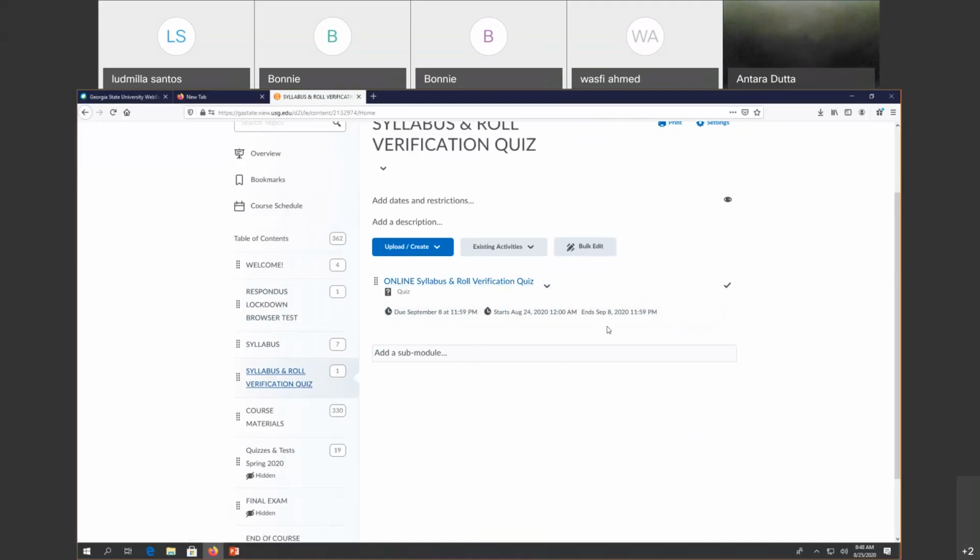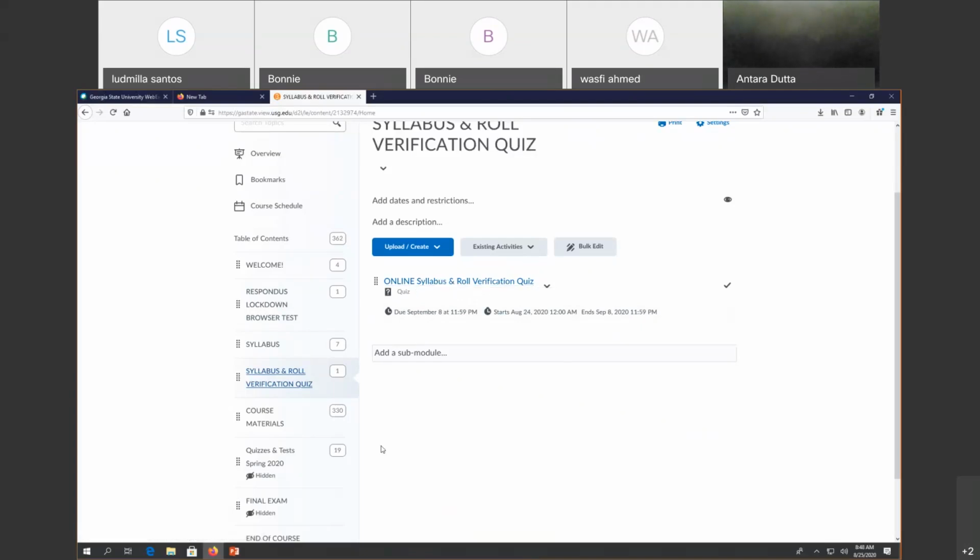Although we have 2 weeks to complete that, I strongly recommend that you take care of this part as soon as possible. And this is not hard. I'm not really quizzing you. I'm just asking if you know everything. Have you read the syllabus?